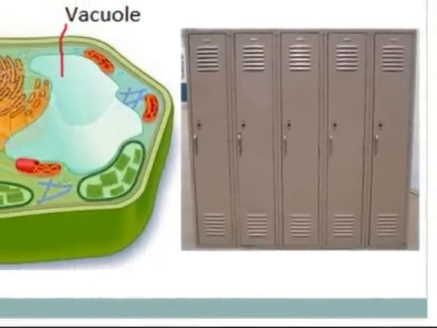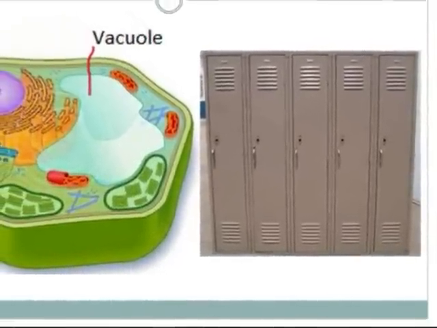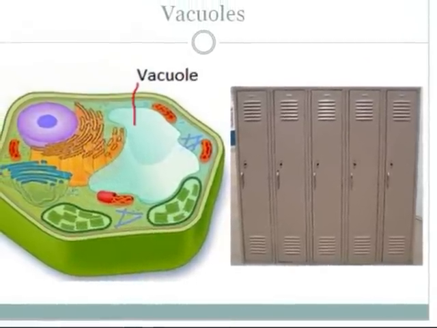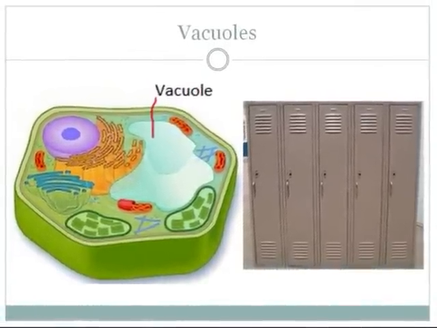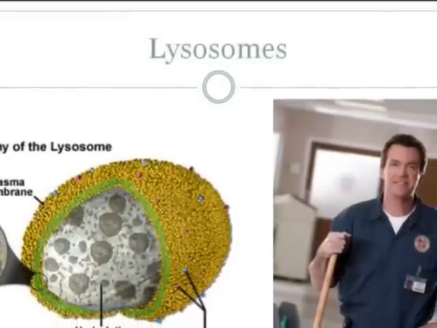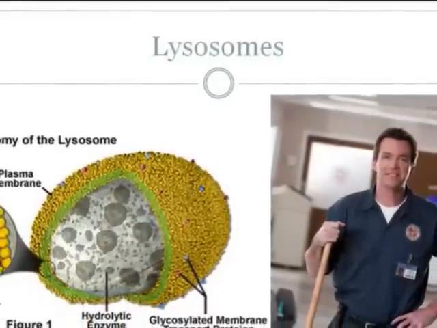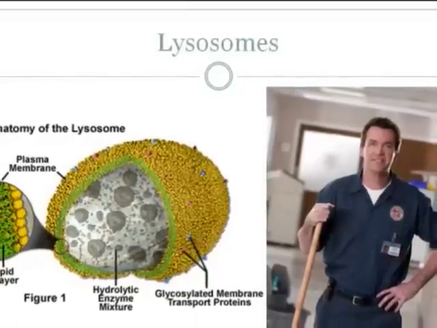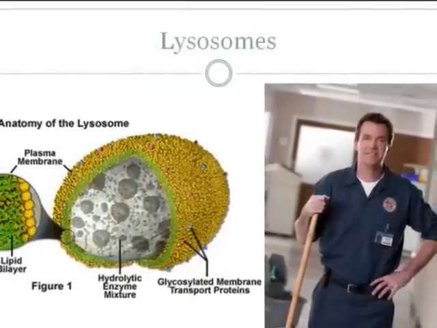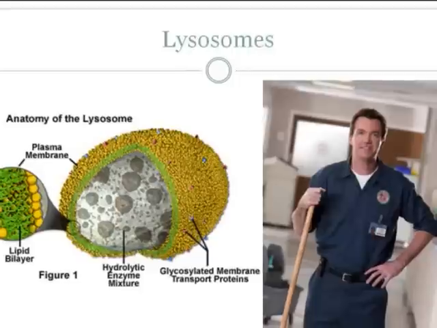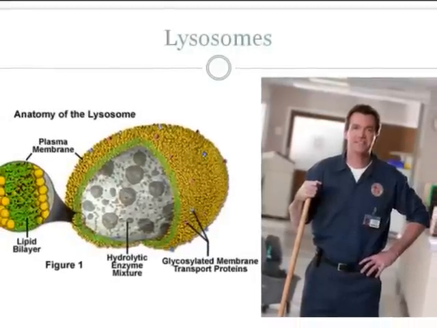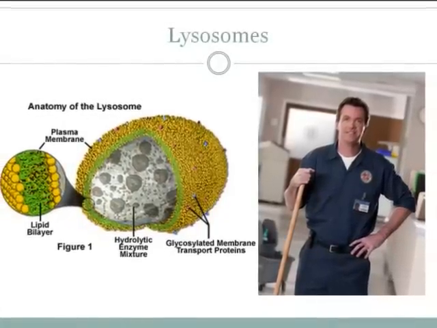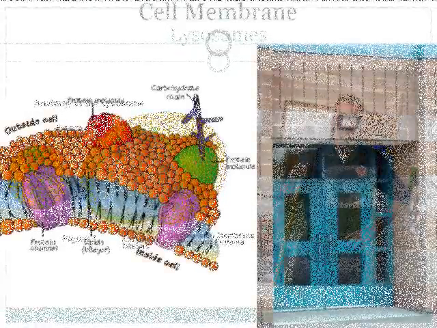Vacuoles are organelles that store water and food for later use. Vacuoles are like lockers because lockers provide storage for the school. The lysosome is an organelle which contains digestive enzymes that break down materials taken into the cell as well as waste products. After these waste products are digested, they are released from the cell through the cell membrane. The lysosomes are like the janitors in the school. They are responsible for cleaning the school and getting rid of waste.